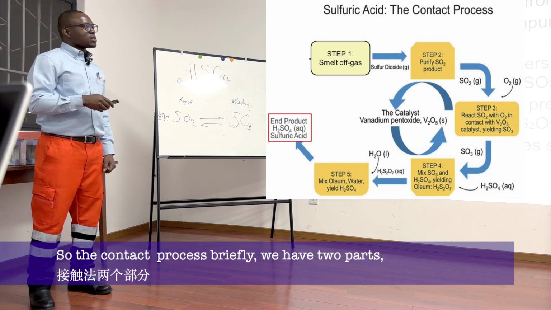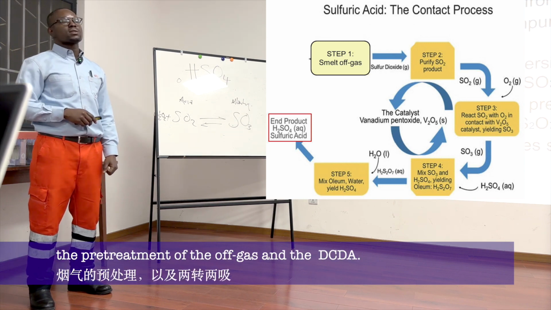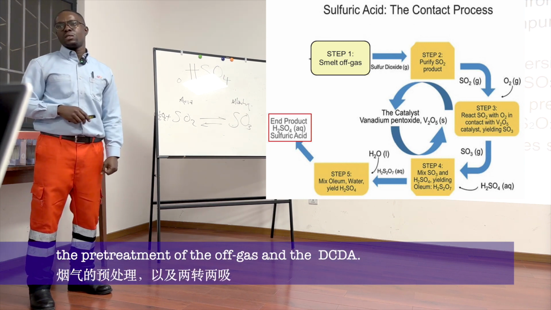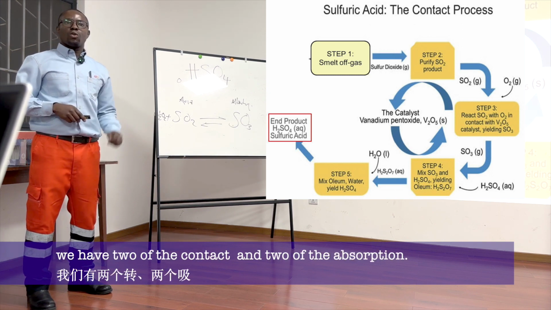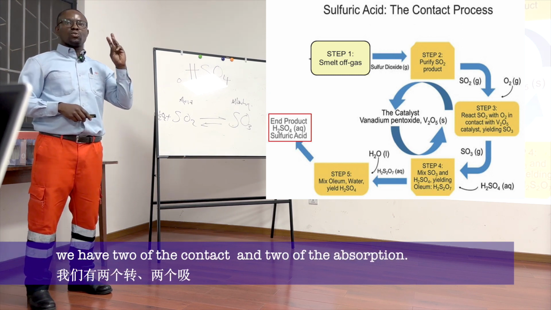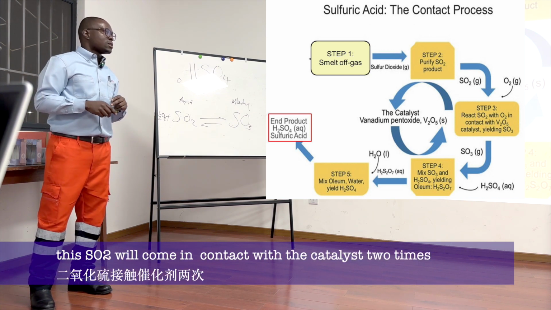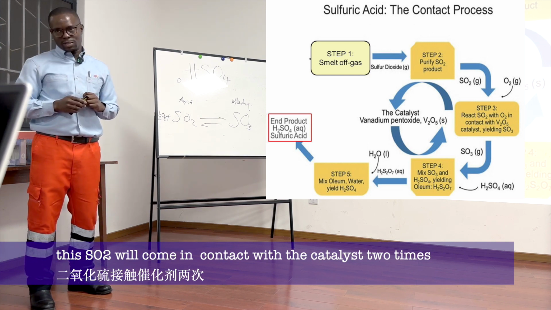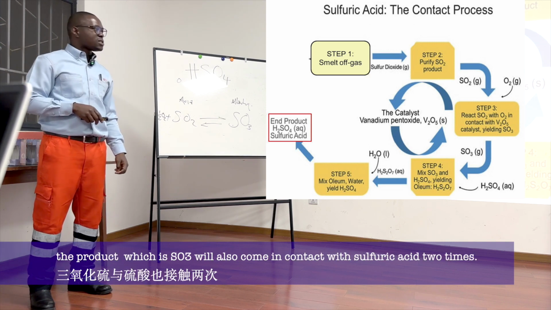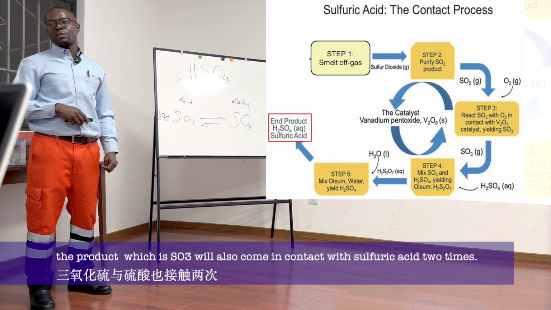So the contact process, briefly, we have two parts: the pre-treatment of the off gas and the DC-DA. In the double contact, double absorption, we have two of the contact and two of the absorption. The contact in the sense that this SO2 will come in contact with the catalyst two times. The product, which is SO3, will also come in contact with sulfuric acid two times.